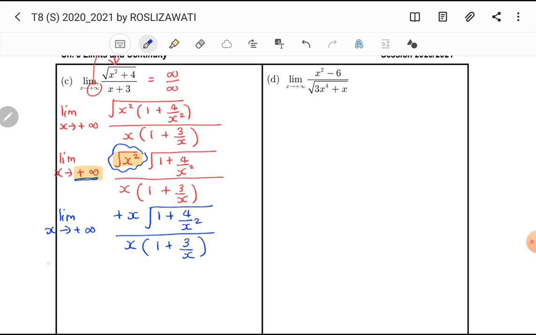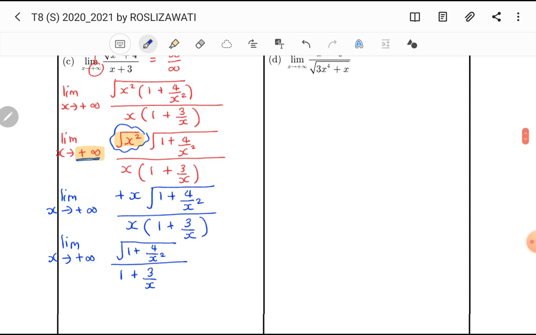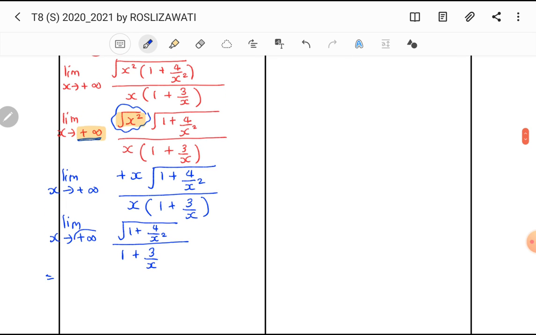And next, we can simplify. Limit x approaches positive infinity. Okay, x over x becomes 1. So, tinggalnya square root of 1 plus 4 over x squared divide by 1 plus 3 over x. And as the final step, kita akan ganti positive infinity inside. Okay, so we will get square root of 1 plus 4 over infinity, which is 0, divide by 1 plus 3 over infinity, which is 0. And final answer is 1.